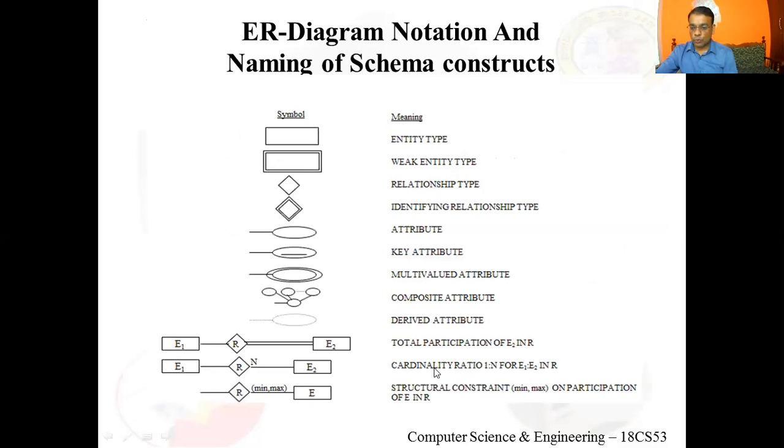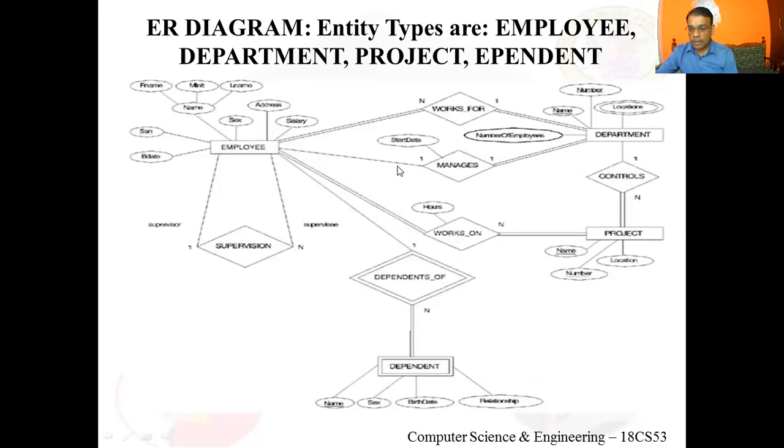So cardinality ratios 1:N, N:1 and M:N are represented like this. See, one employee manages one department, 1:1 cardinality ratio. N employees work for one department. M employees work on N projects. This should be M:N. One employee can have many dependents. One employee supervises N employees. N employees work for one department. So N:1, 1:1, M:N are the cardinality ratios.